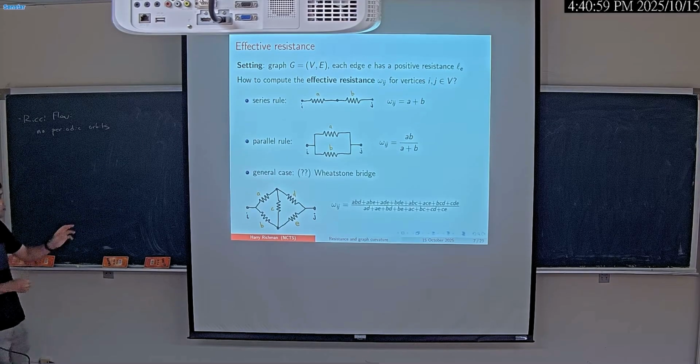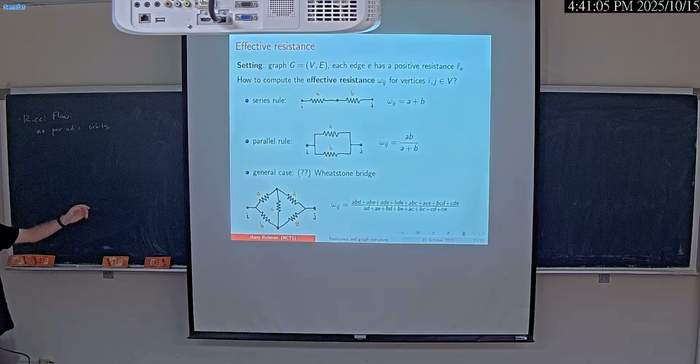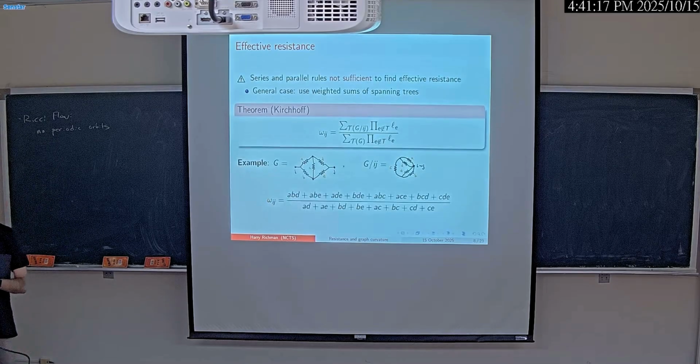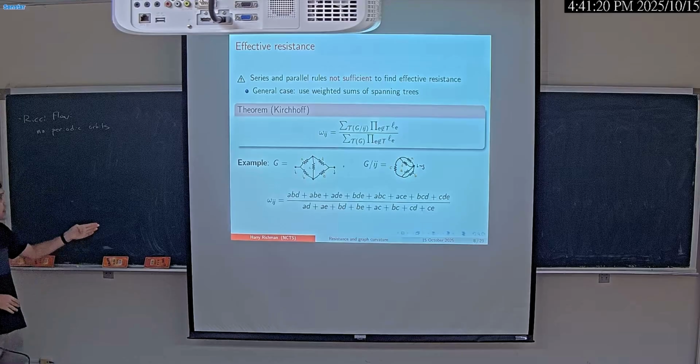It turns out in this particular circuit, if we have the resistors just represented by variables A, B, C, D, and E, we can write down this algebraic expression for the overall effective resistance, but it has a lot of terms showing up. So it's much more complicated than the first two rules. And it turns out we can write down a formula for the general case as well.